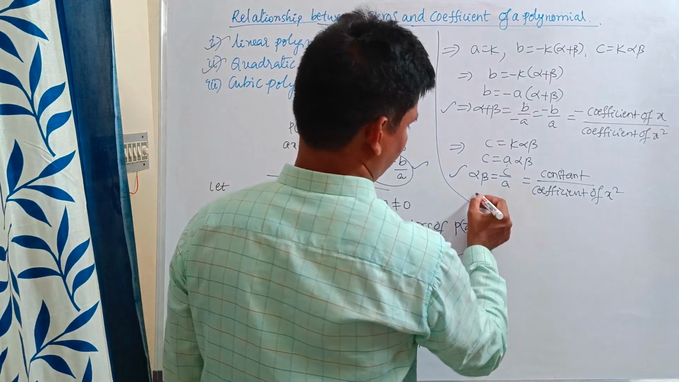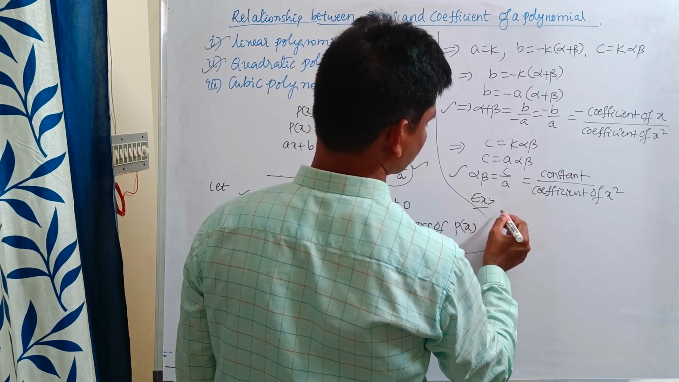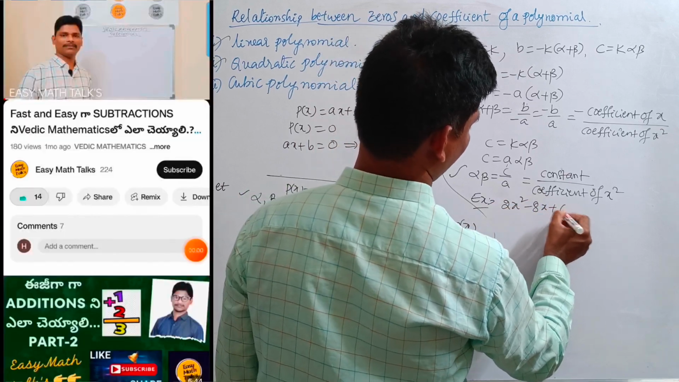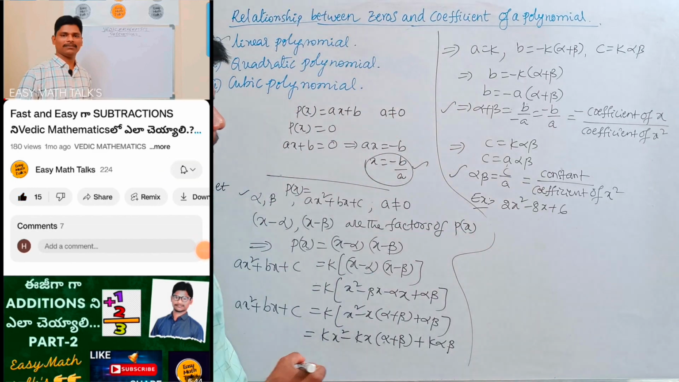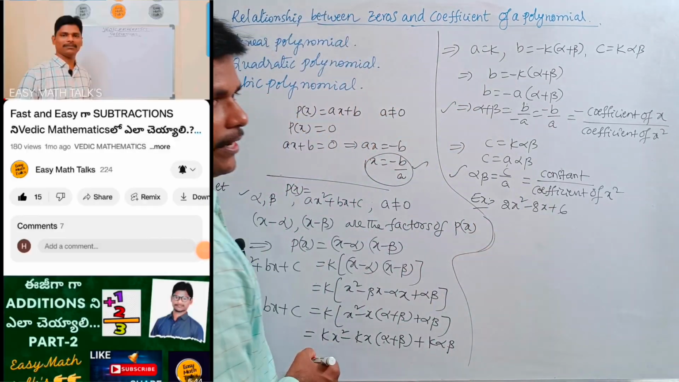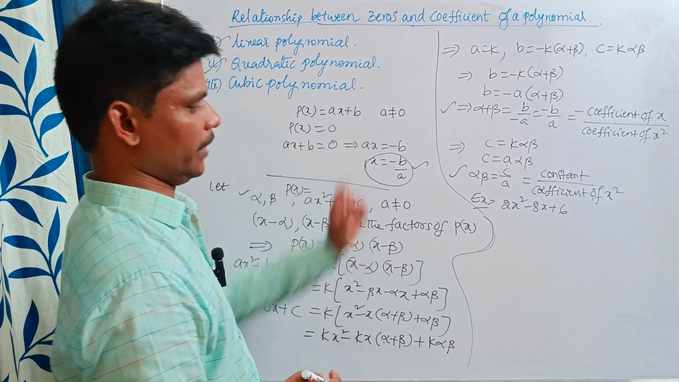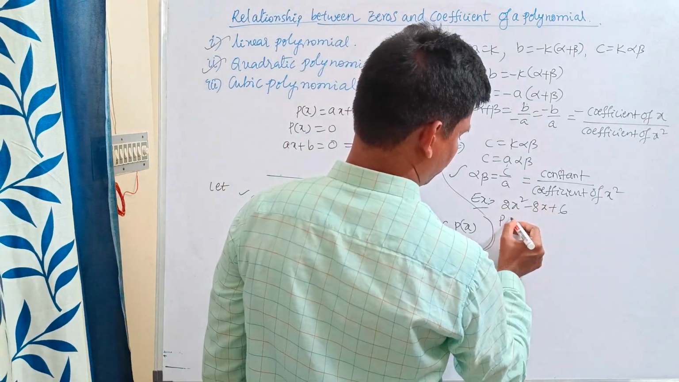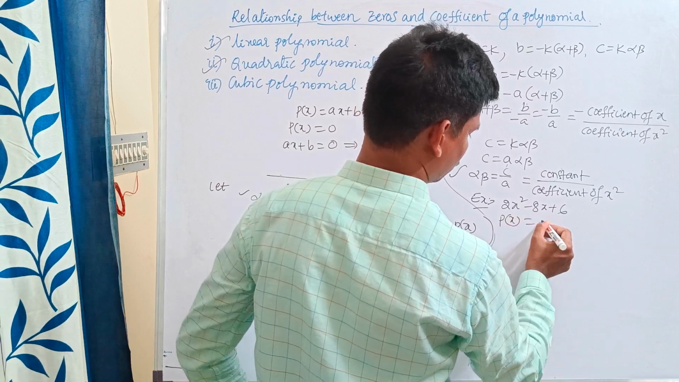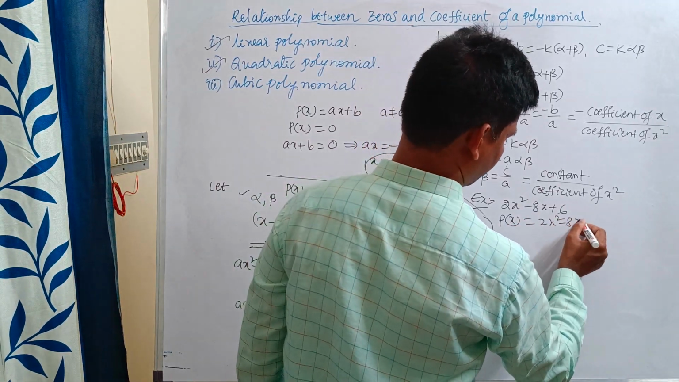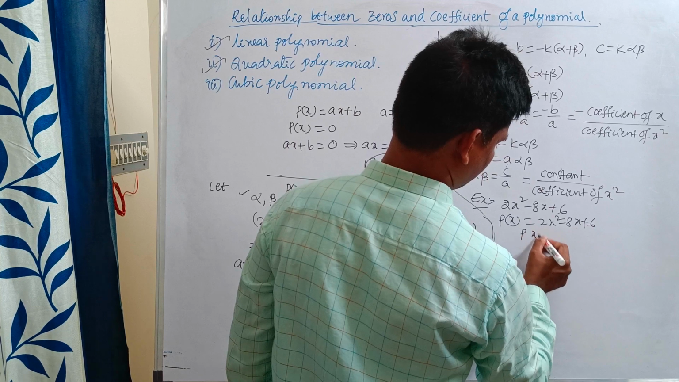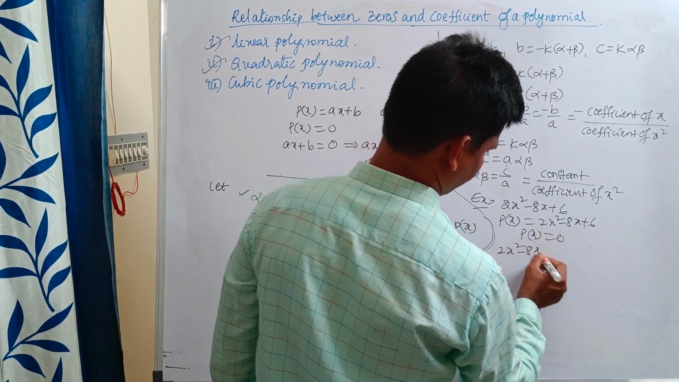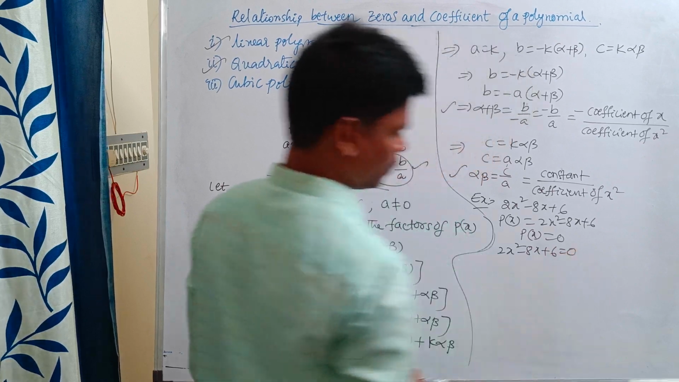See here, for example, 2x square minus 8x plus 6. Simplify this one and compare the zeros and coefficients. Now to split the middle term. Take p of x is equal to 2x square minus 8x plus 6. P of x is equal to 0, so 2x square minus 8x plus 6 is equal to 0.